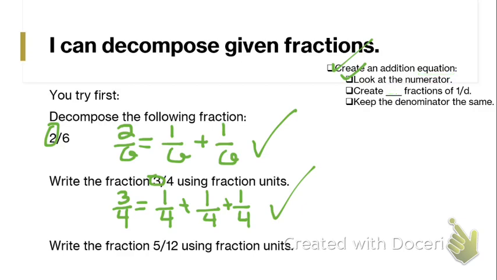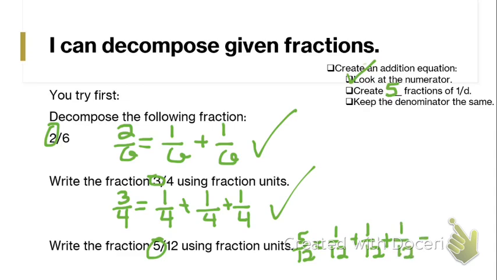So go ahead and write the fraction 5/12 using unit fractions. Pause the video. You should have started off by saying 5/12 equals something, right? And then you're going to say, okay, well, I looked at the numerator and it was a 5, so I'm going to create 5 unit fractions where 1 is the numerator and 12 is the denominator because the denominator stays the same. And again, I need 5 of those because of the numerator.